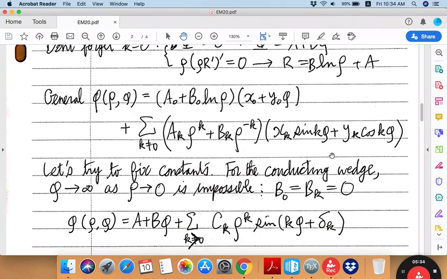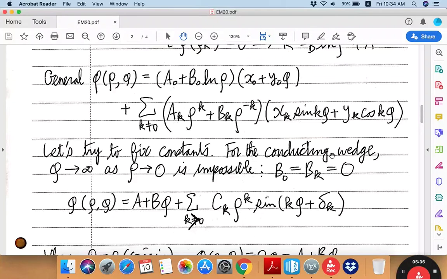So putting all these pieces together, we come up with the most general solution, which has this form here. And then some overall possible product forms like this. Okay, so we have a lot of constants to fix. So now it's time to try and fix these constants by looking at various boundary conditions.